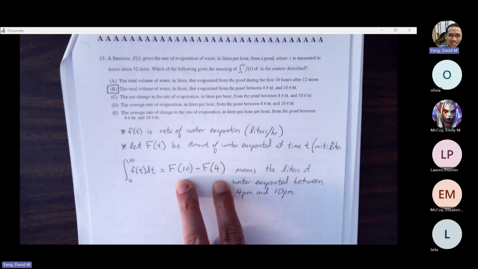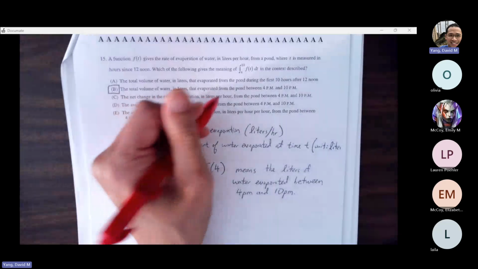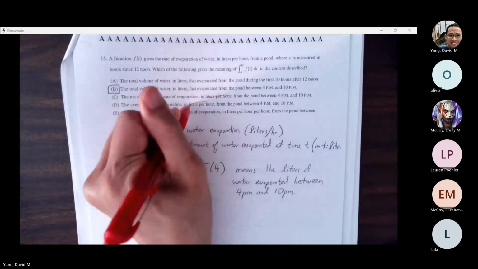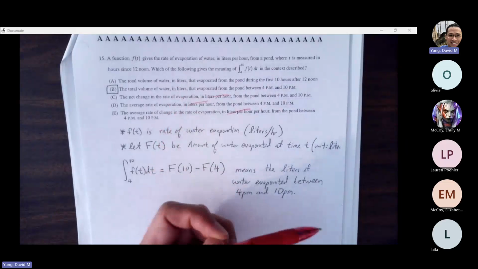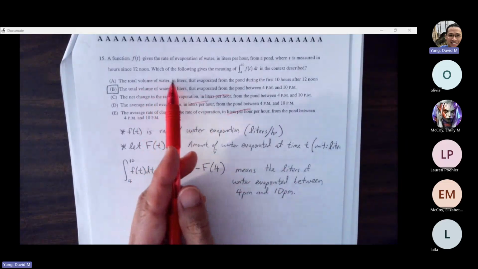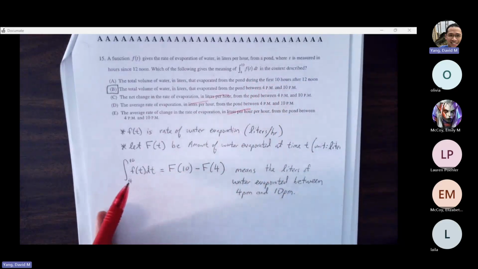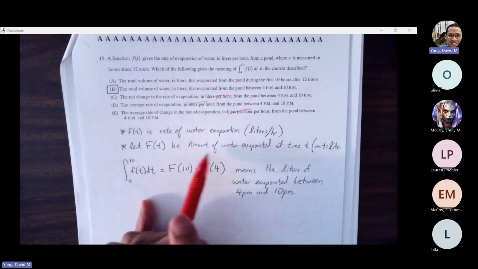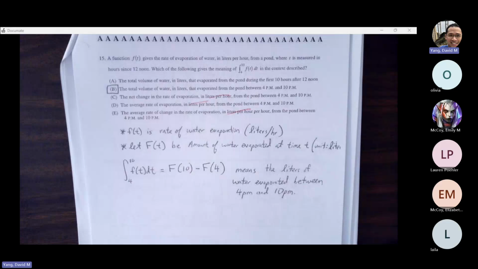Notice your units have to change. So anything that involves liters per hour, that's going to be out. So you're really just deciding between A and B. A is a little bit off because it's not the first 10 hours. If it were first 10 hours, we would have to evaluate from 0 to 10, but we're only going to go from 4 to 10. So it's just how much has evaporated in that time period between 4 and 10.